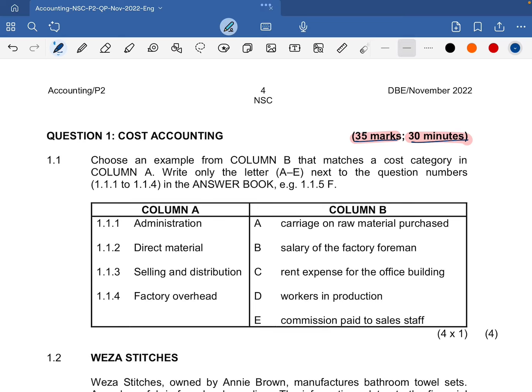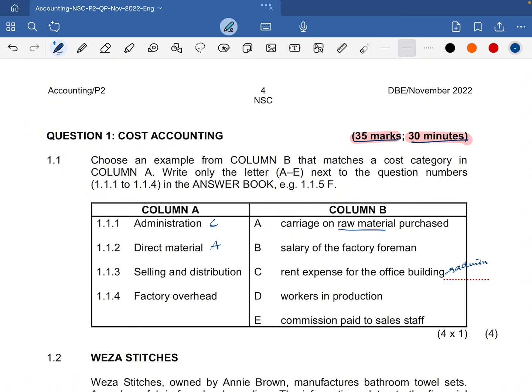Okay, so the first one that we have in column A is administration. And when we look at our solutions there, we can see that we have our answer as C, because rent expense for the office building is linked to admin. Right, so our answer here is C. Then when we look at direct material, what we want in direct material is linked to raw materials. So our answer there is A.